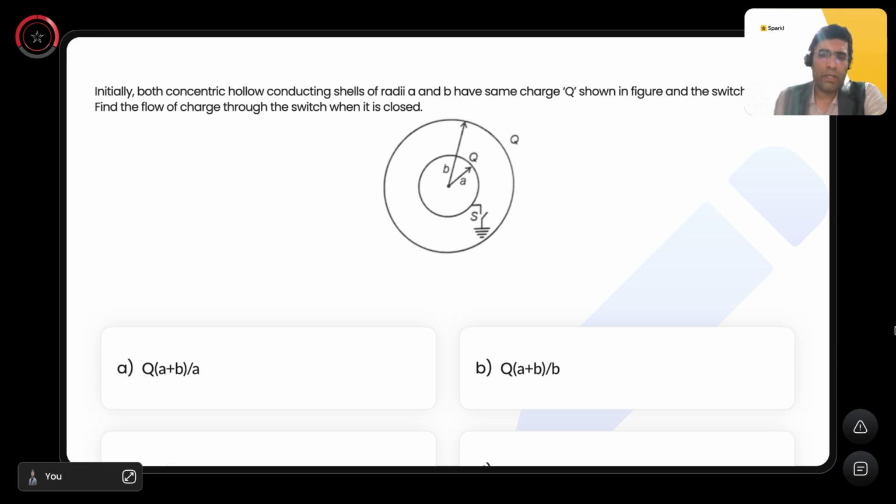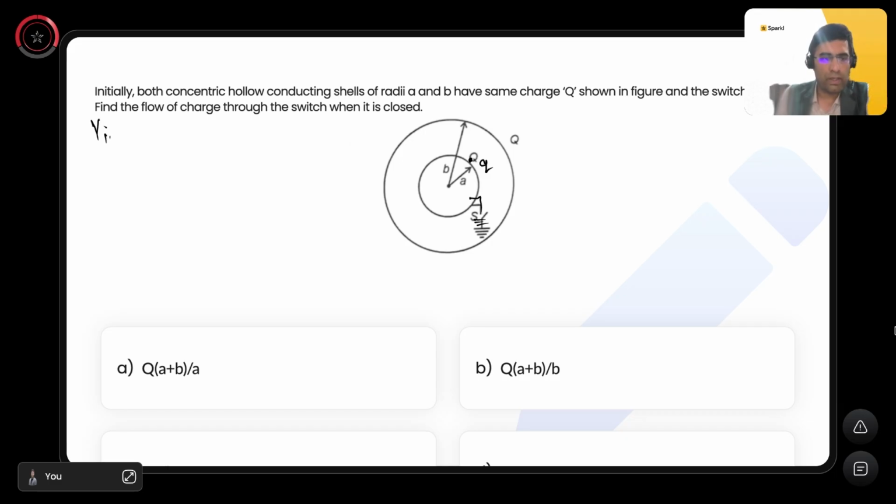And also the potential of the sphere becomes zero if the inner shell is like earth. The potential of the inner shell will become zero if the outer shell is earth. So let's say the new charge that it gets is q, and its potential becomes zero. So let's write the expression for potential of the inner shell.